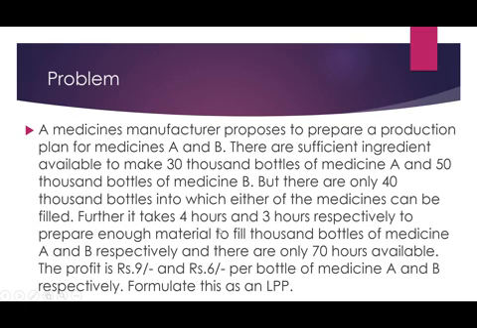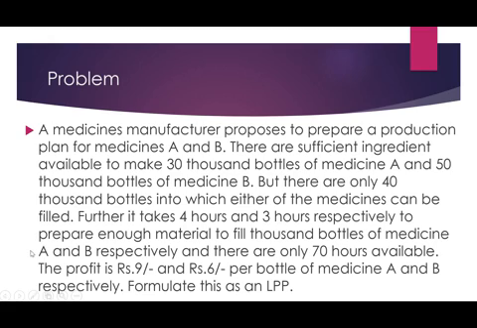Further, it takes 4 hours and 3 hours respectively to prepare enough material to fill 1,000 bottles of medicine A and medicine B respectively. And there are only 70 hours available. So this is very much similar to the basic constraints that we were looking at in the earlier simple problems. So 4 hours is required for manufacture of 1,000 bottles of medicine A, 3 hours for 1,000 bottles of medicine B. Total duration available with us is 70 hours.